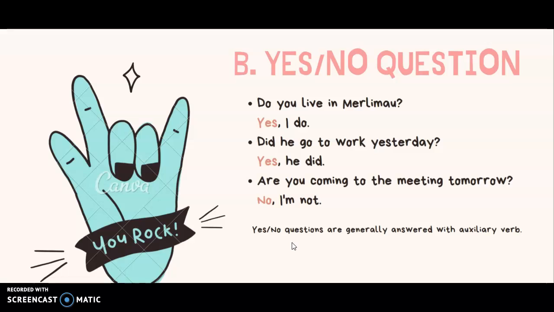Lastly, for the yes-no questions, you can use certain words, for instance, is, do, or are. Do you live in Merlimau? Yes, I do. Did he go to work yesterday? Yes, he did. Are you coming to the meeting tomorrow? No, I am not. Yes-no questions are generally answered with an auxiliary verb, such as do or are.